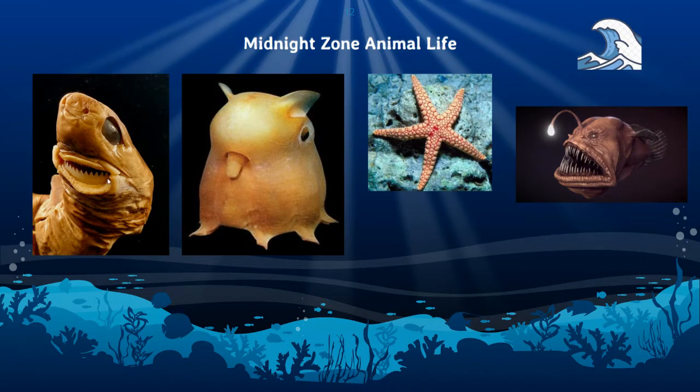Okay, here we have a cookie cutter shark, which will actually go up to other surfaces to get food, since food here is very scarce. This is a Dumbo octopus, we have a starfish, and we have an anglerfish, which again uses bioluminescence. We see a lot of bioluminescence as we go deeper and deeper into the ocean due to the lack of light. And I actually have another clip of scientists seeing a Dumbo octopus in all of its full glory. So let's go watch that clip.